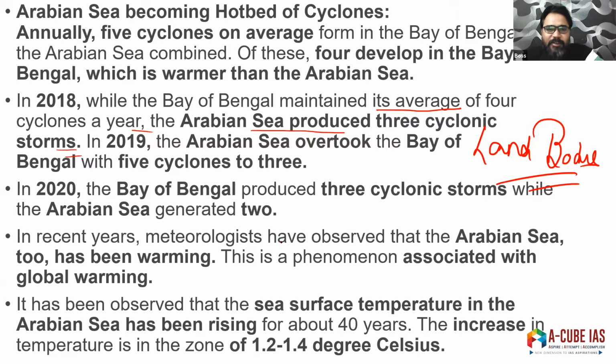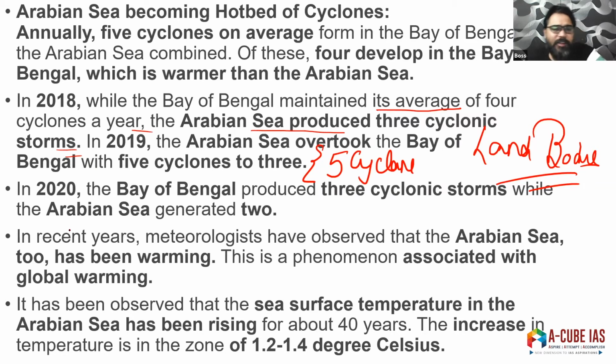In 2019, the situation went even higher. This time, Arabian Sea overtook Bay of Bengal with 5 cyclones. The total number of cyclones in the Arabian Sea was 5, as compared to that of Bay of Bengal, which had only 3. That means on an average they have almost 4 cyclones in a year. But in 2019, Arabian Sea overtook Bay of Bengal's tally. Also, the number of cyclones in the Bay of Bengal that year was 1 less than the average.